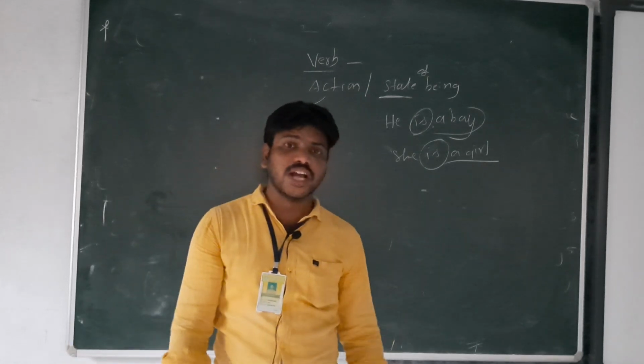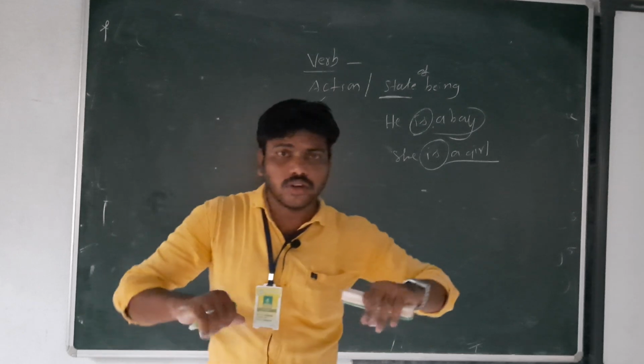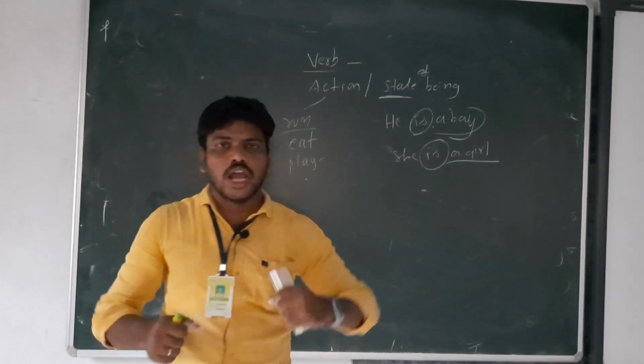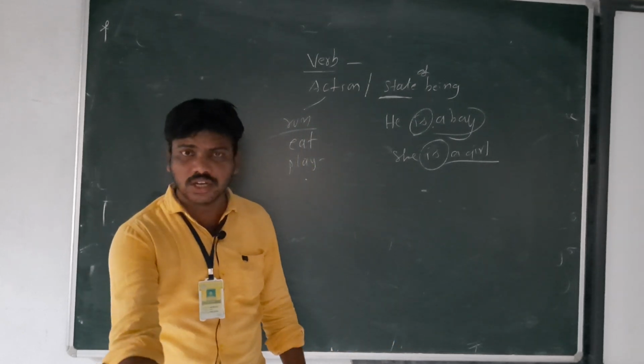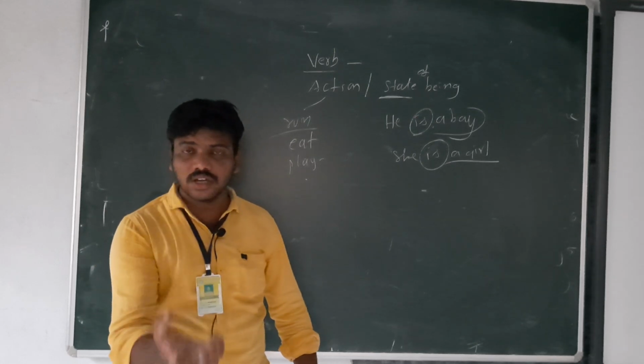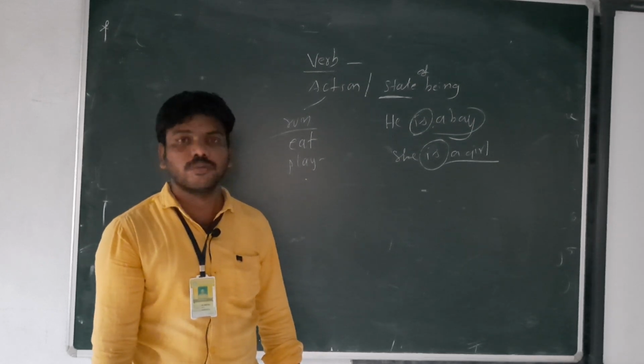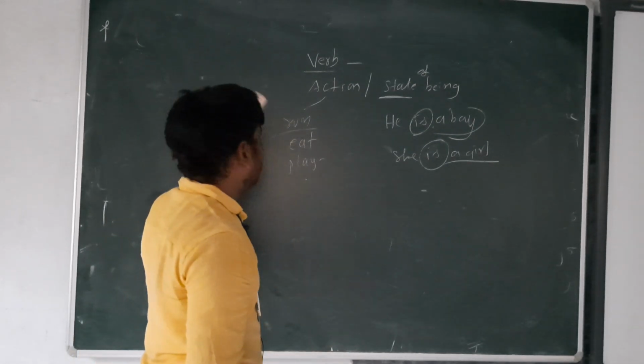The verb itself is action. Suppose I want to run, I am running: action. I want to dance: action. I want to eat: action. What action? Take the food in hand and put it in our mouth. We are doing an action. That's why the verb is called action.